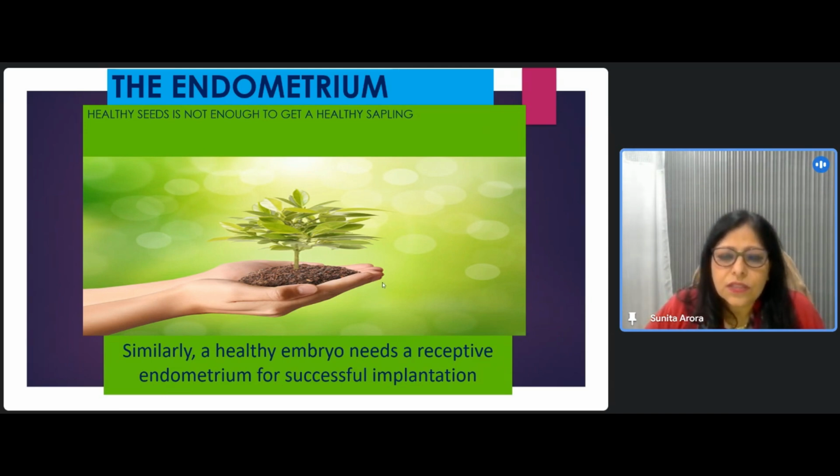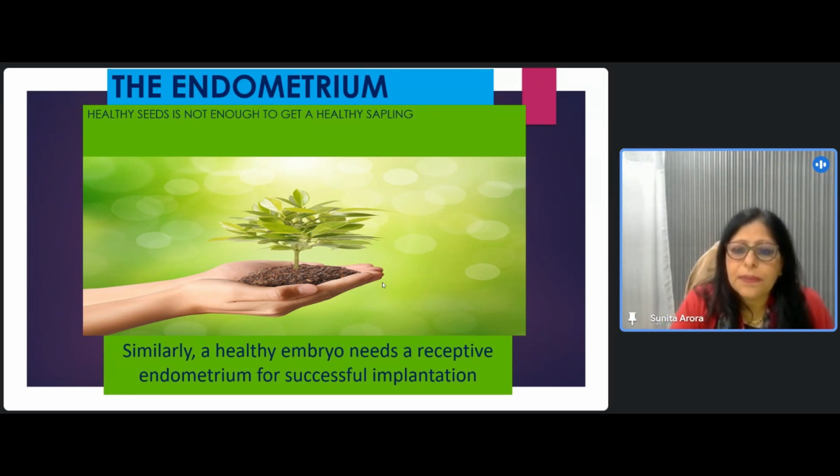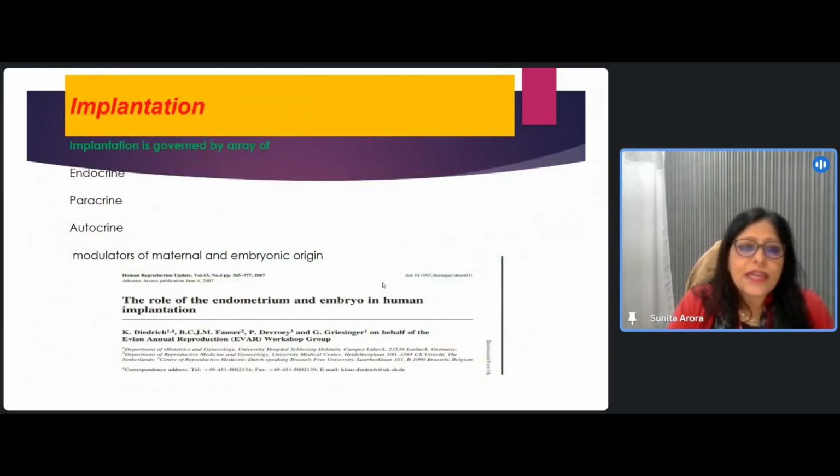So the topic which Dr. Sharda Jain ma'am has given me is the different ways to prepare frozen embryo transfer cycle. As we all know, a healthy seed, which is actually our embryos, is not enough to get a healthy sapling. Similarly, a healthy embryo needs a receptive endometrium for successful implantation. It is equally or maybe even more important.